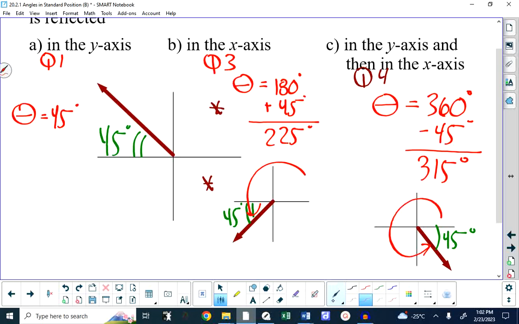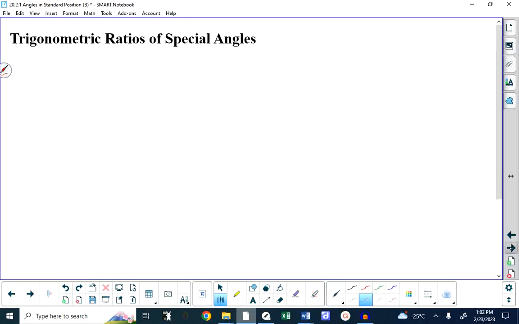And that's one of the things that you have to know how to do in this unit. Deal with reflections. But it's not that difficult. Okay, now we're going to move on to the next page. And this is where things get a little bit more complicated or involved.